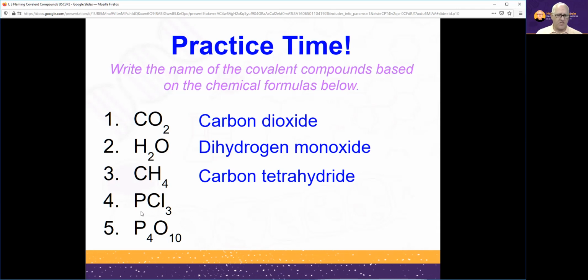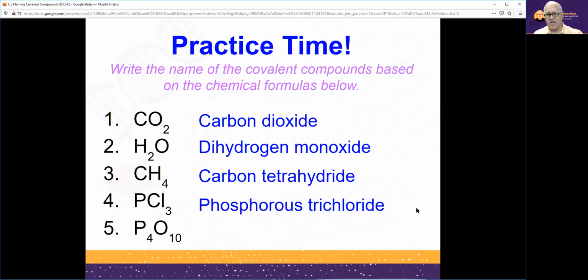Next we have, looks like it's phosphorus and chlorine. And this is going to be phosphorus trichloride. And to help you out, you can just put a little slash between here so you can remember that it's trichloride. You wouldn't put a dash, just phosphorus trichloride.